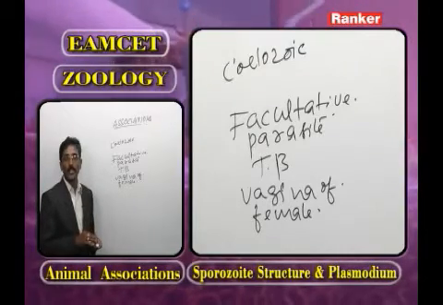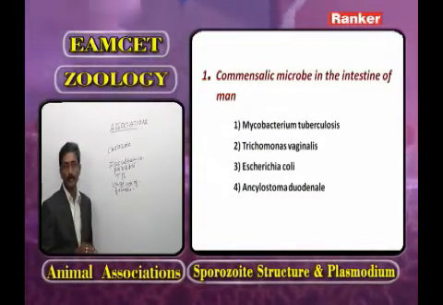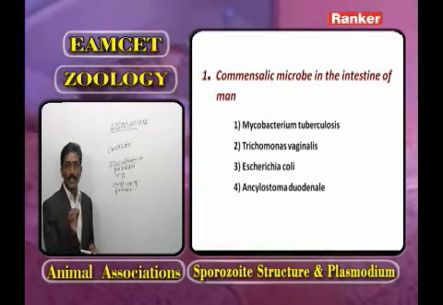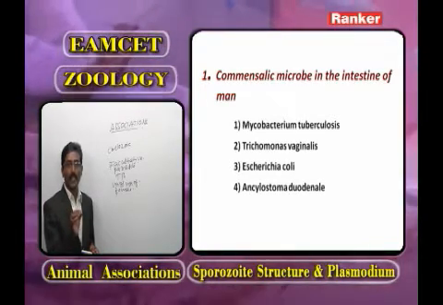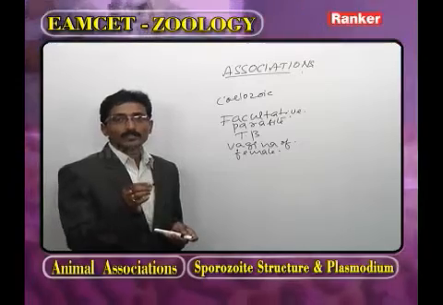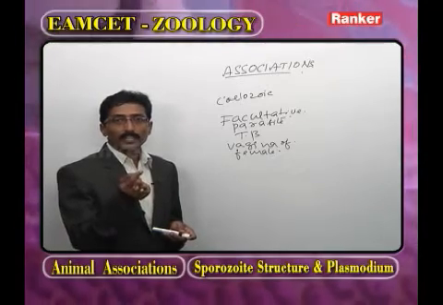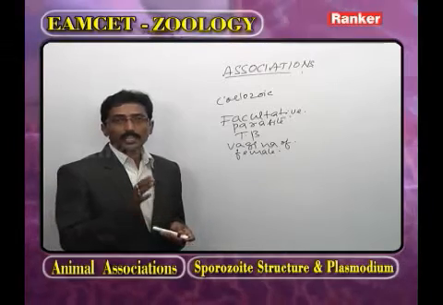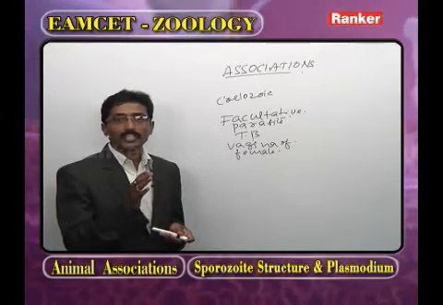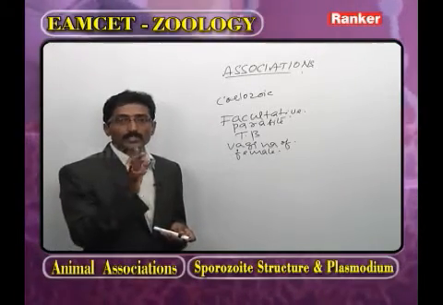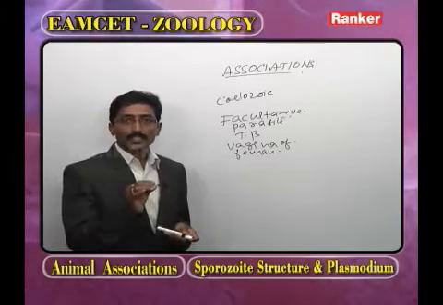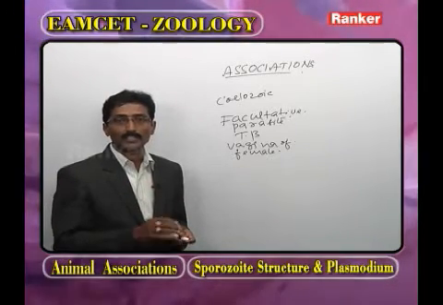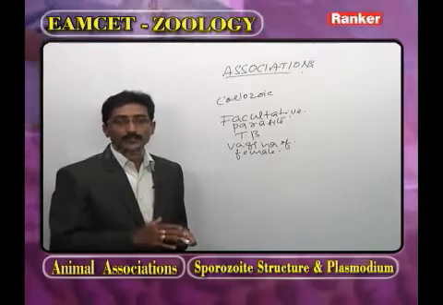The third one is Escherichia coli. It is the classical example of endocommensalism. What is meant by endocommensal? The commensal lives inside the host body. Escherichia coli lives in the colon of man. In the colon, it feeds on undigested food materials and reproduces.